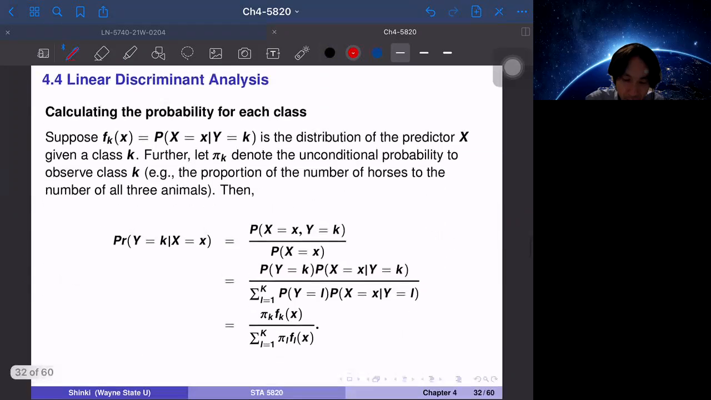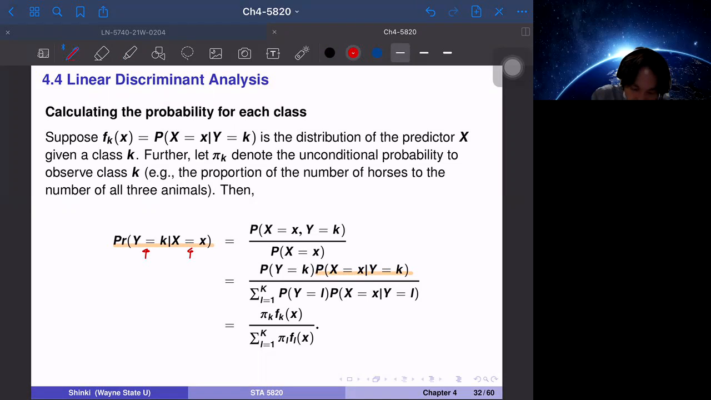Okay, so now we use Bayes' theorem to calculate the probability of an animal belonging to a class given the measurements. So that is the probability of Y given X. Y has the 3 classes, and X is just continuous measurements such as weight, height, and neck length.